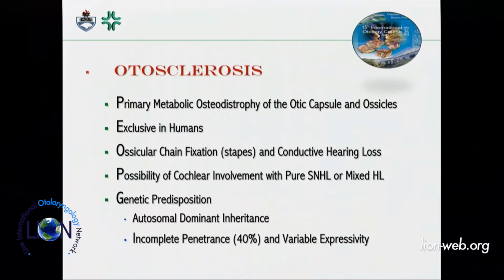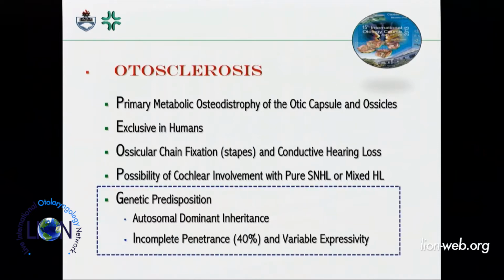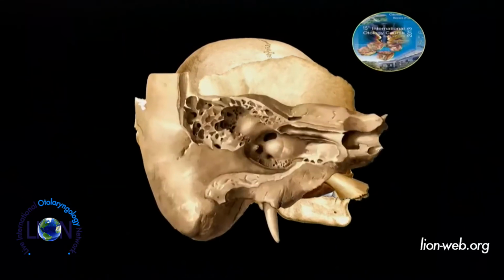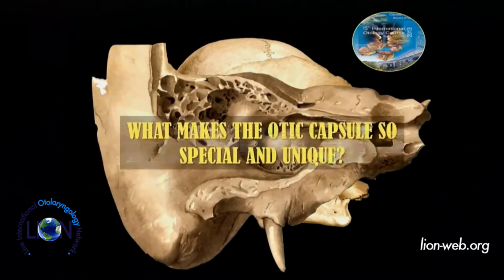Otosclerosis is a primary metabolic dystrophy of the otic capsule, and it's exclusive to humans, and the trademark is the fixation of the stapes. But sometimes you have a cochlear involvement, sometimes pure cochlear involvement, and there is a clear genetic predisposition for otosclerosis. So the whole action is in the petrous part of the temporal bone. And what makes the otic capsule so special and unique?